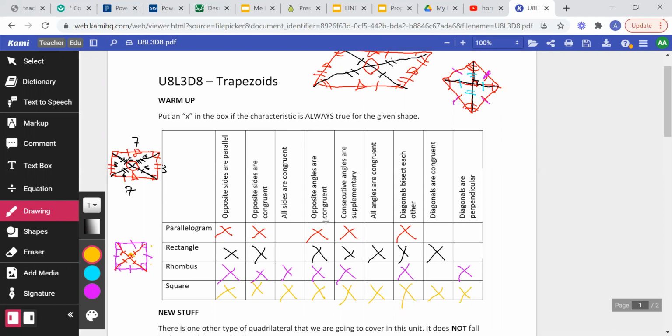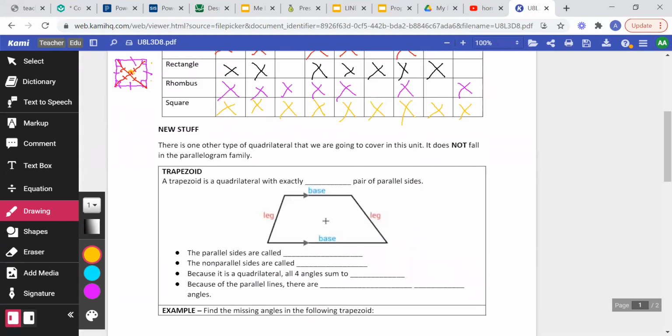Square, opposite sides are parallel and congruent. All sides are congruent, all angles are congruent, opposite angles are congruent, consecutive angles are supplementary, the diagonals bisect each other, the diagonals are congruent, and the diagonals are perpendicular, okay? That's the beauty. So if you can master that part, it should be something good for you. So when you get to college, you're not gonna have difficulty in this kind of shapes.